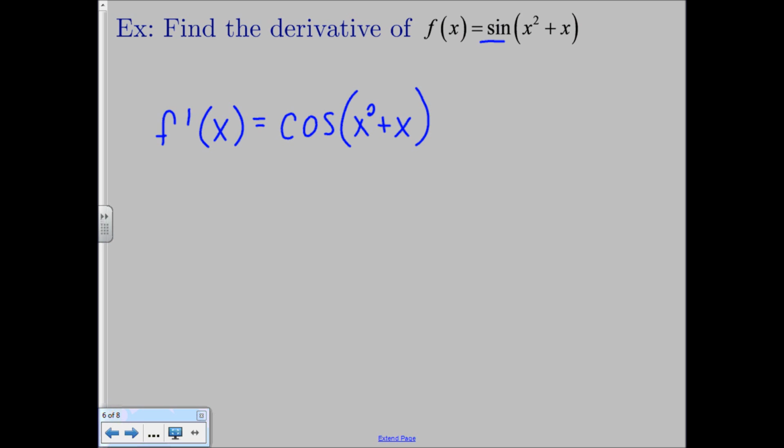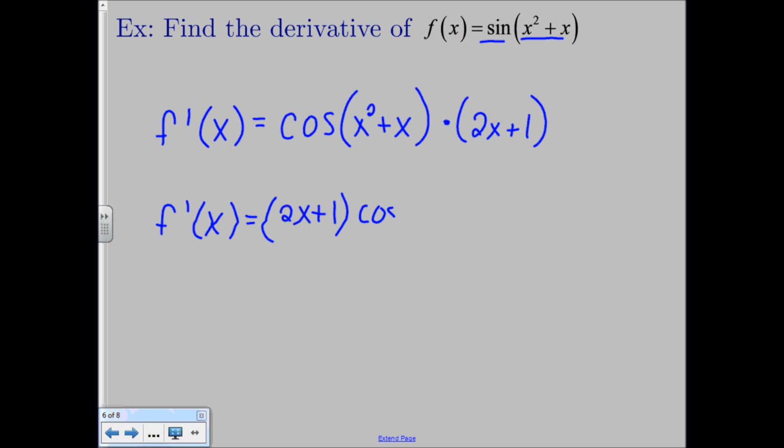Okay, so now that I've taken the derivative of the sine, I can move to the inside and take the derivative of x squared plus x. So now I'm going to multiply by the derivative of the inside. So I'm going to multiply by 2x plus 1 using our power rule. And that's it. You really can't simplify it any further. So we might want to rewrite our derivative just to make it a little nicer. We could rewrite that to be 2x plus 1 times the cosine of x squared plus x. Okay, so that's that one.